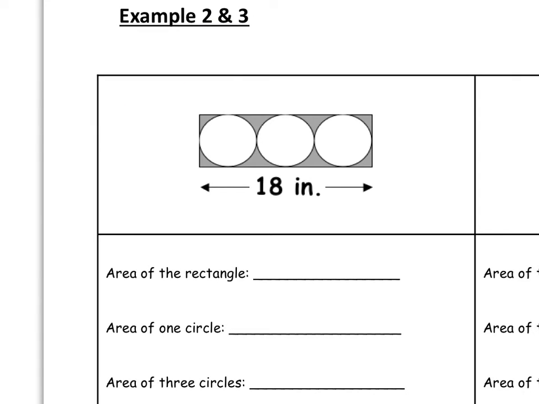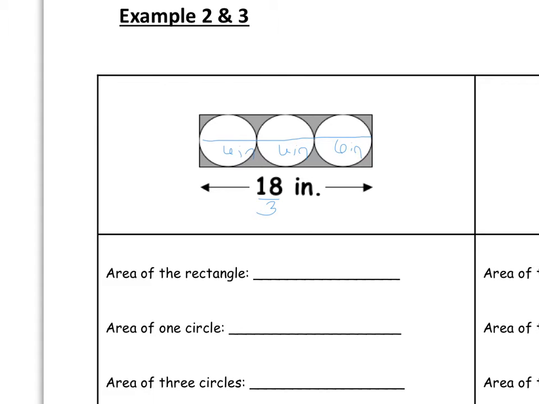Now let's take a look at a different example. If you notice, you have a rectangle, and inside of it you have 3 circles. However, the 3 circles are essentially holes that have been cut out of the middle of this rectangle. Now, we're only given one dimension of 18 inches, but that's 18 inches across the length of the entire rectangle. So if we know that all the way across is 18, that tells us that we could divide 18 by 3 for the 3 circles and get that each one is 6 inches across.